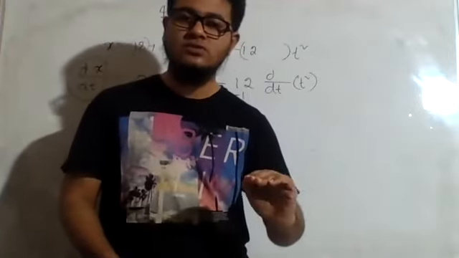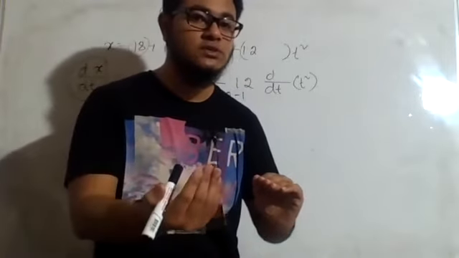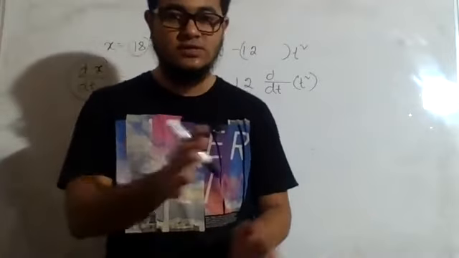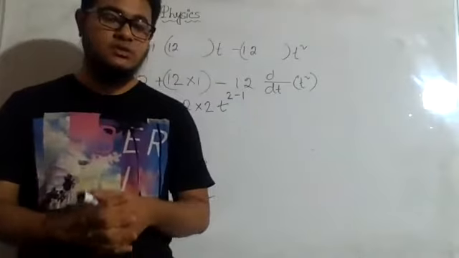So if velocity is not changing, acceleration is 0, because acceleration is the rate of change of velocity, and velocity is not changing, so the rate of change of velocity is 0, acceleration is 0. But when I say uniform acceleration, then what do I mean?